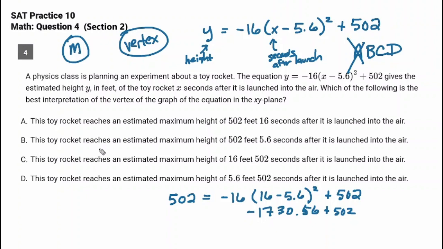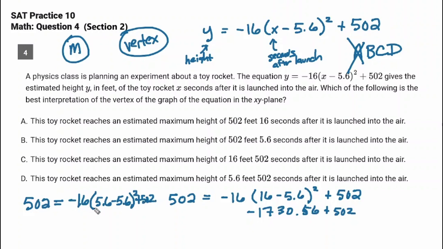This rocket reaches an estimated maximum height of 502 feet, 5.6 seconds after it's launched in the air. All right, let's try that. Y, right, that's the height, 502, equals negative 16 times x. What's x? 5.6 minus 5.6 squared plus 502.